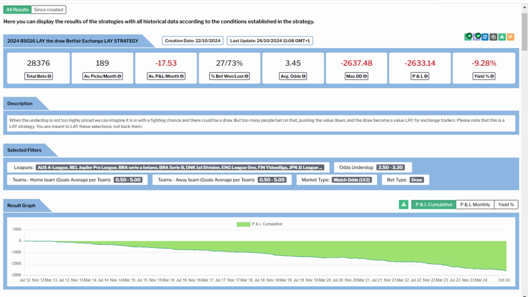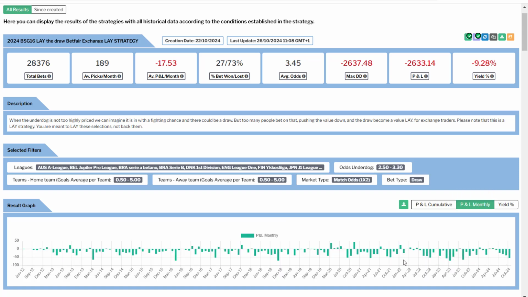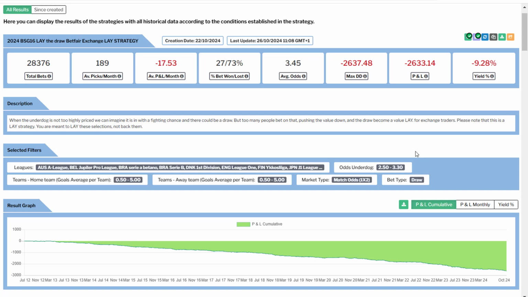And to do that, I went back through the different strategies I have on Betaminic, and I picked out one that has a really smooth negative curve. You can see here how the profit quite fairly smoothly goes down, and it has losses nearly every month. It has a few months of wins, but mainly losses. And because this is a lay strategy, losing means winning. This has a -9% yield.